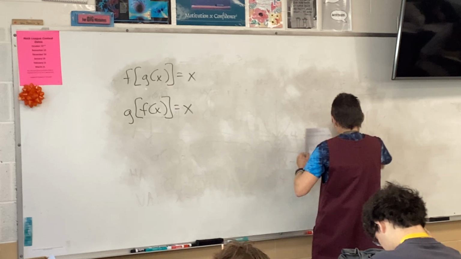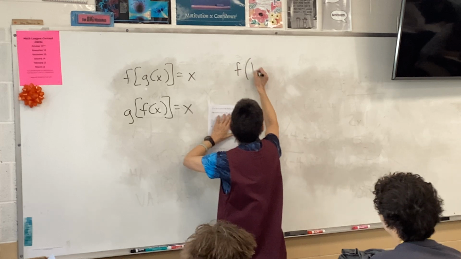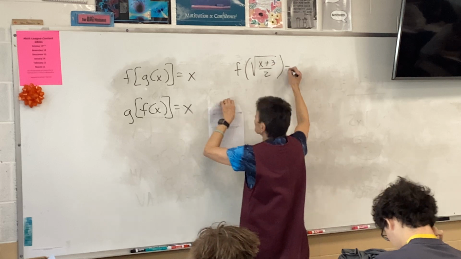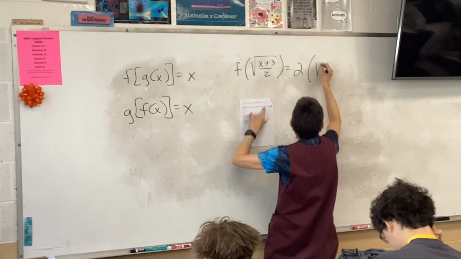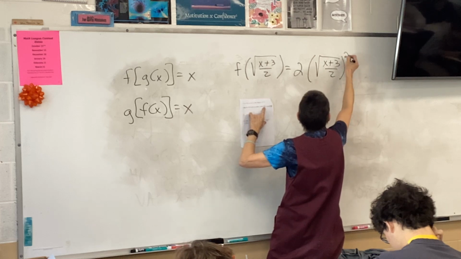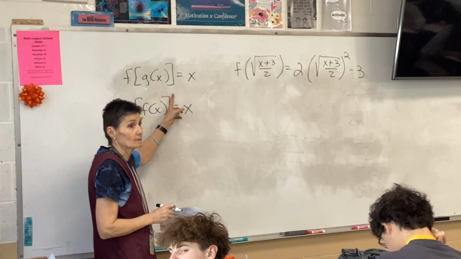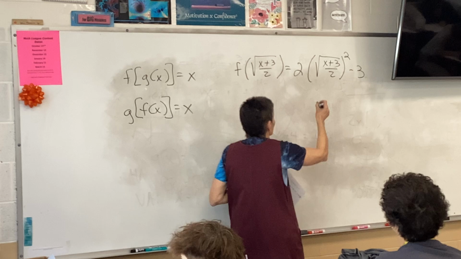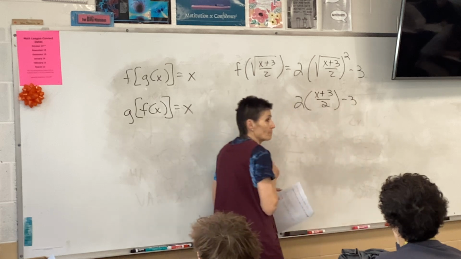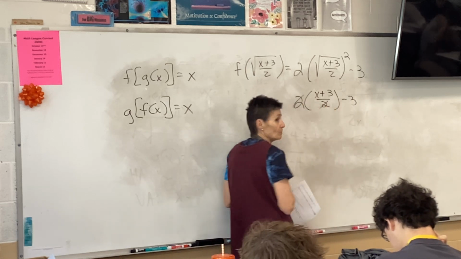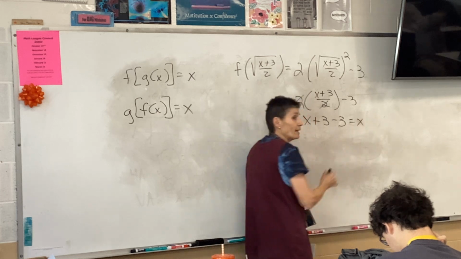So, here we go. If I'm doing the top one, I'm going to do f of the square root of x plus 3 over 2. So that will be 2 times that squared minus 3. Is that okay for f of g? Does it work? If I square that, don't I just get x plus 3 over 2? And if I multiply by 2, that will cancel. And I think we got it.